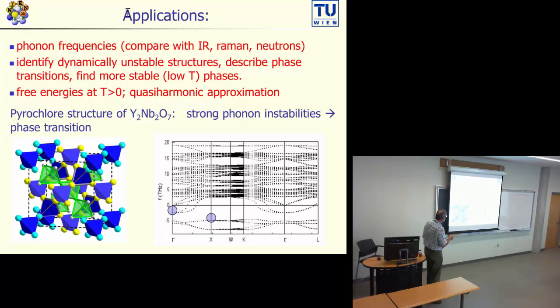One can use this distortion even to find then the real crystal structure, the equilibrium structure, and you can calculate free energies at temperatures larger than zero. So from a T equals zero calculation, you can then, by using the quasi-harmonic approximation, get temperature-dependent phase transitions or temperature-dependent volume, lattice parameter expansion as a function of temperature and all kinds of these things.